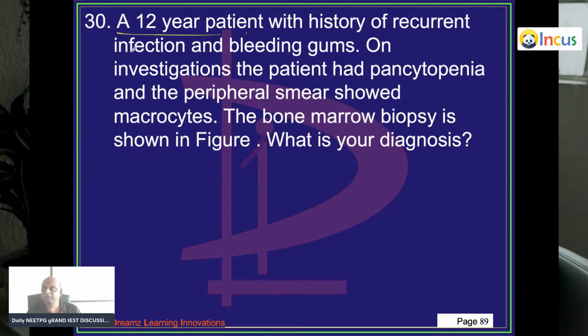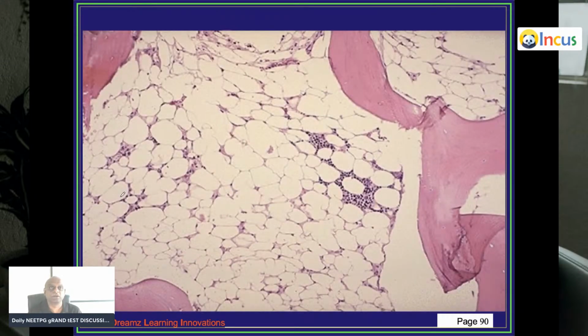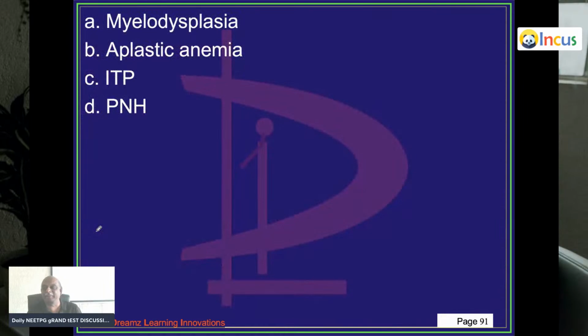12-year-old patient with history of recurrent infection with bleeding gums. Peripheral smear shows macrocytes. What do you see here? You see fatty bone marrow, which is aplastic anemia.